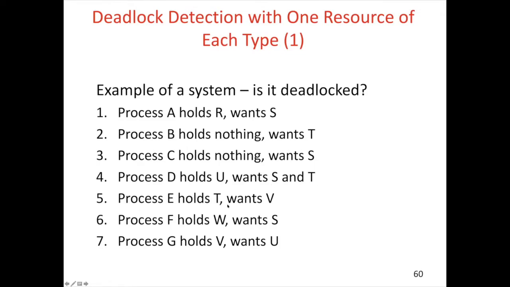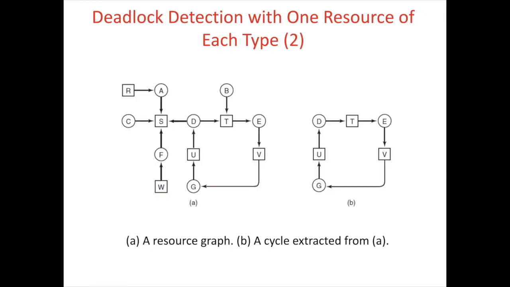Process E holds T, wants V. Process F holds V and wants S. Process G holds V, wants U. This is the corresponding resource allocation graph. And in that one, here there is a cycle.